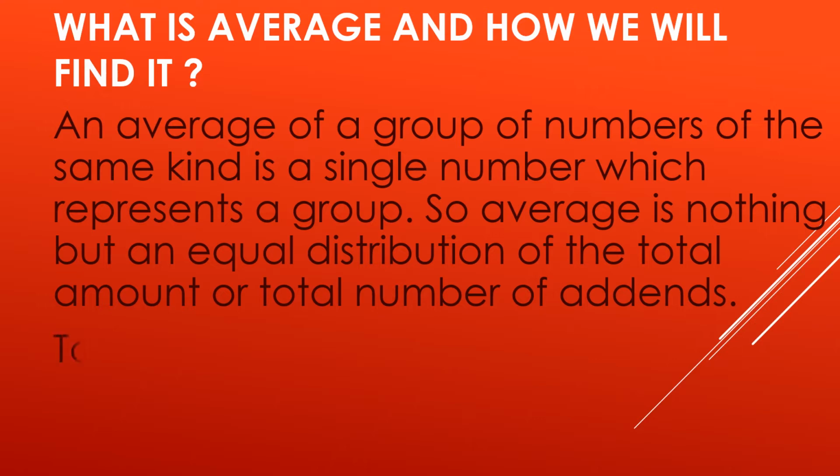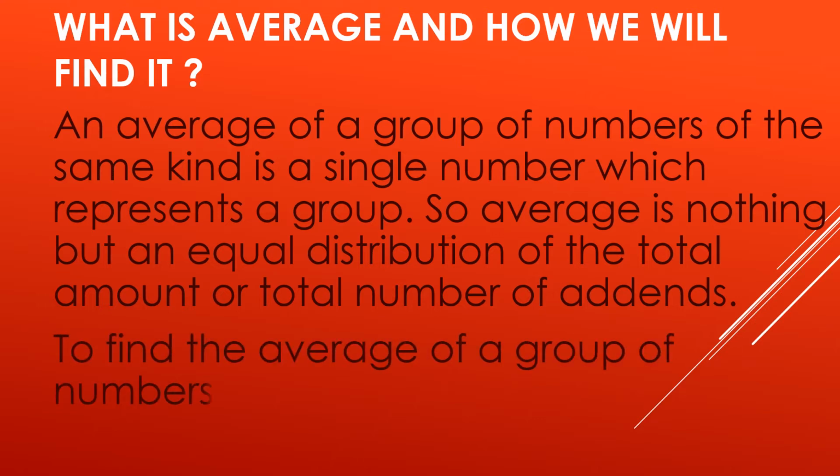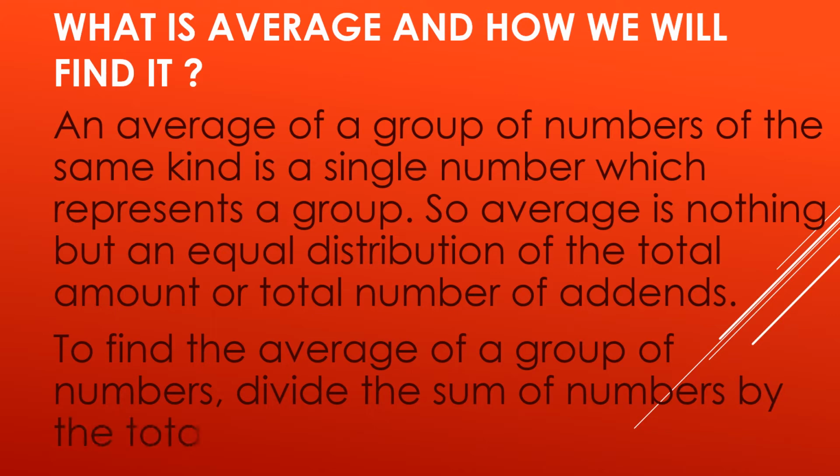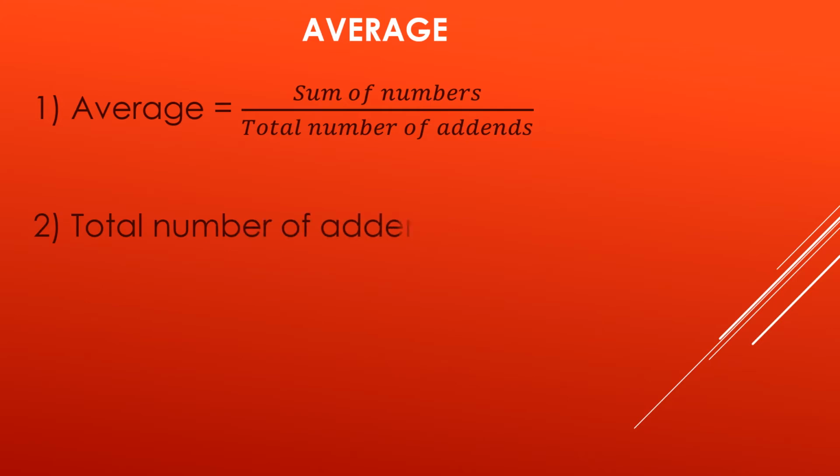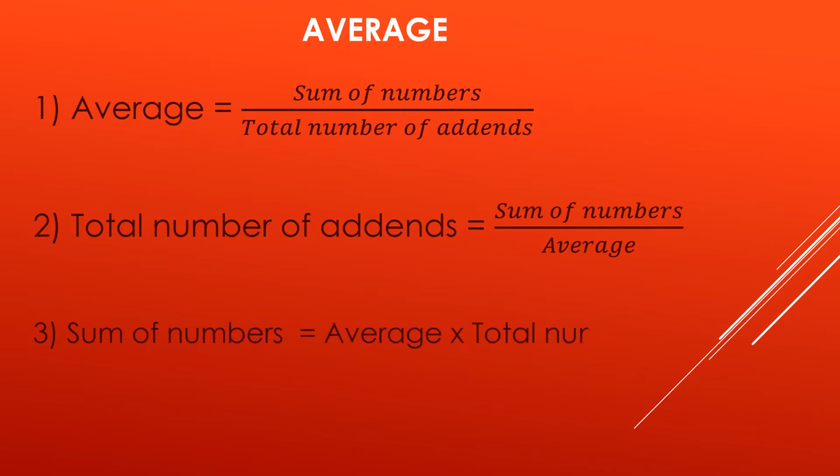Or in other words, to find the average of a group of numbers, divide the sum of numbers by the total number of addends. It is easy to calculate. Add up all the numbers, then divide by how many numbers there are. So average is equal to sum of numbers upon total number of addends, and total number of addends is equal to sum of numbers upon average, and sum of numbers is equal to average multiply total number of addends. If you memorize these formulas, you can easily solve the average.